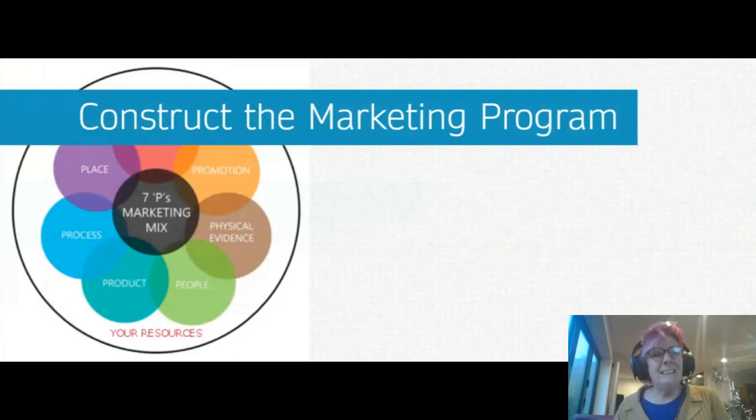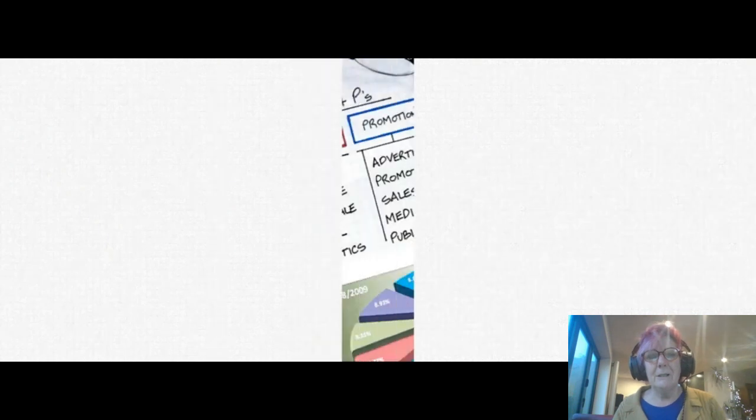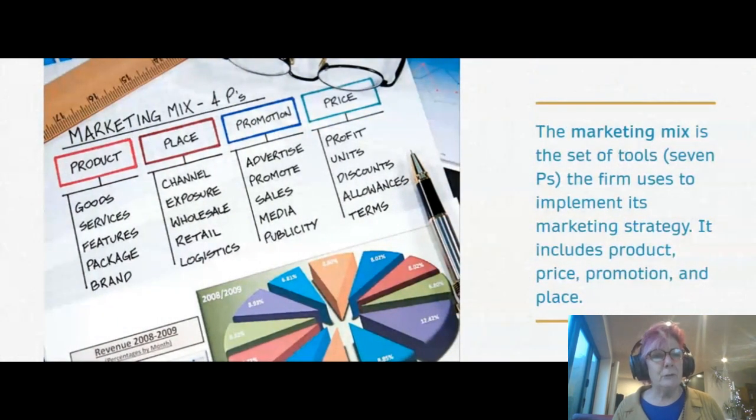So the business has thought about its marketing strategy, it's made some decisions about who it's going to target and so on, and now it needs to construct the marketing program. The marketing program really is a mixture of all the elements that the product or service is going to offer the customers. This used to be known as the 4 Ps. More commonly now we think of the 7 Ps. But this is an introduction, and I'm just going to introduce what I mean here. So really we're talking here about a set of tools that we can think about to implement a marketing strategy.